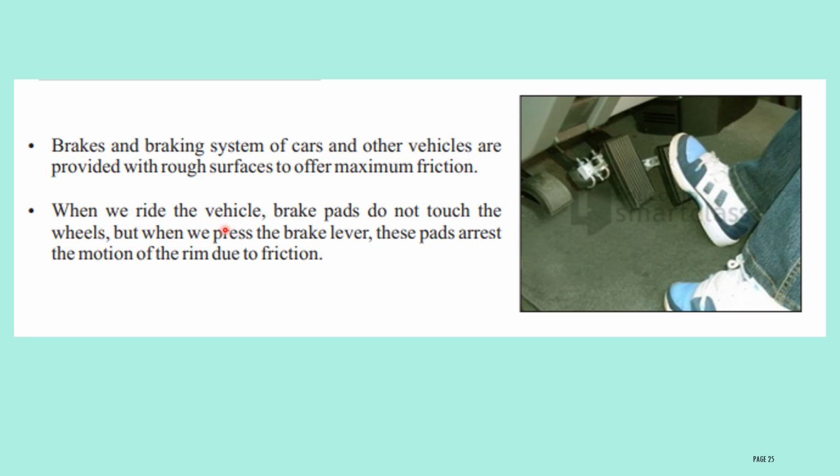When we ride the vehicle, brake pads do not touch the wheels when the vehicle is running. When you are riding without touching the brakes, the brake pads do not touch the wheels. But when we press the brake lever, these pads arrest the motion of the rim due to friction. When you press the brake lever, the pads touch the rim and create friction. Because of the friction, it will stop the motion of the rim, and then the vehicle suddenly stops.